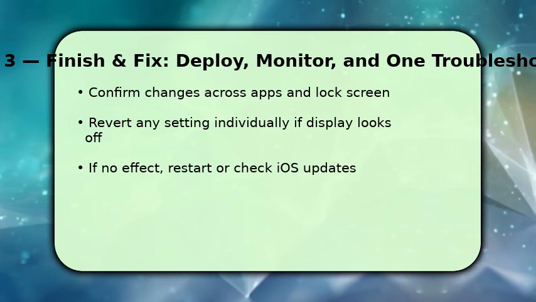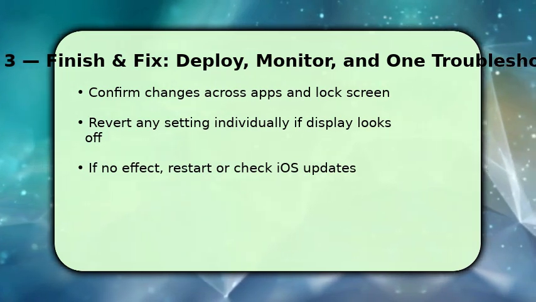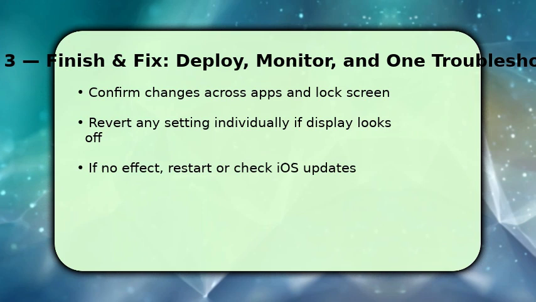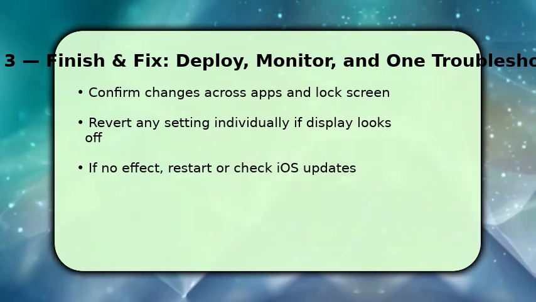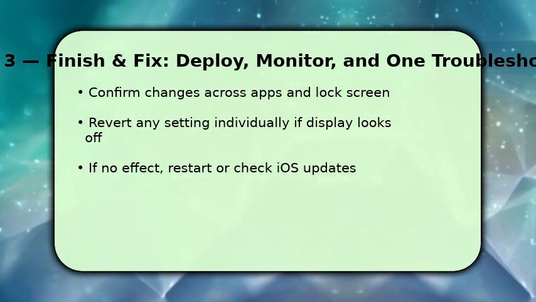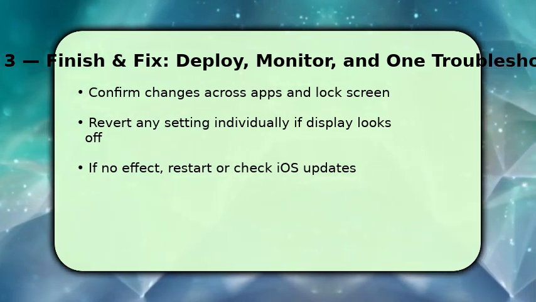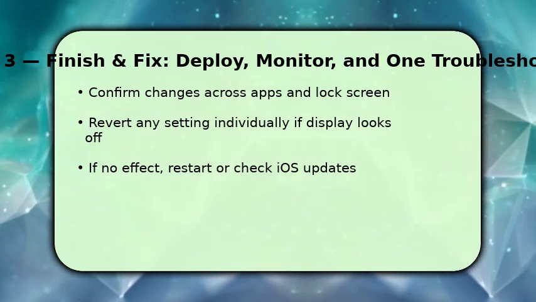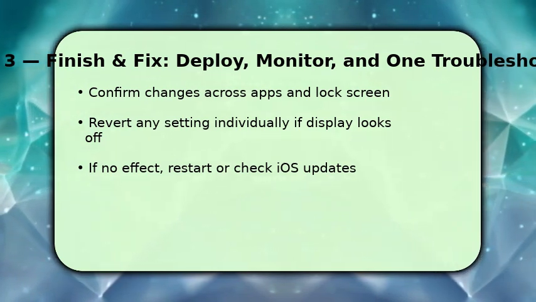If a toggle has no visible effect, restart the iPhone and check for pending iOS updates. Sometimes system updates change accessibility behavior. If problems persist, reset accessibility settings rather than all settings to avoid losing other customizations.